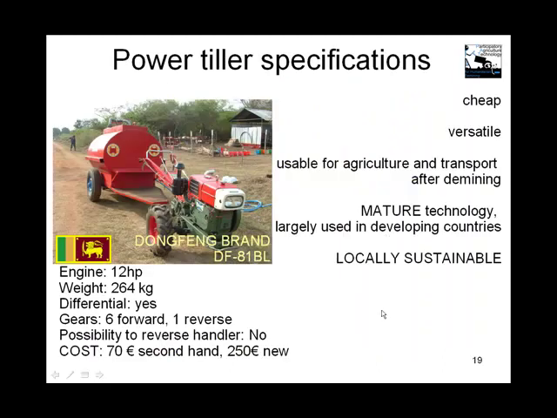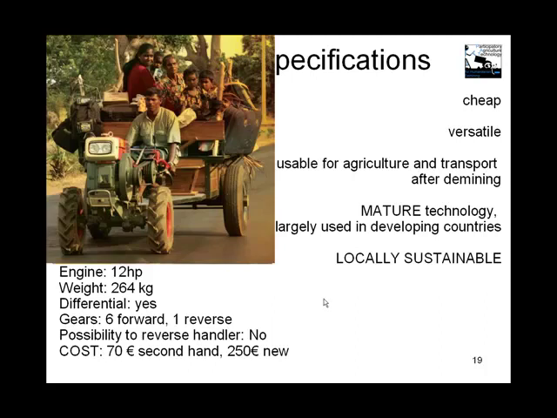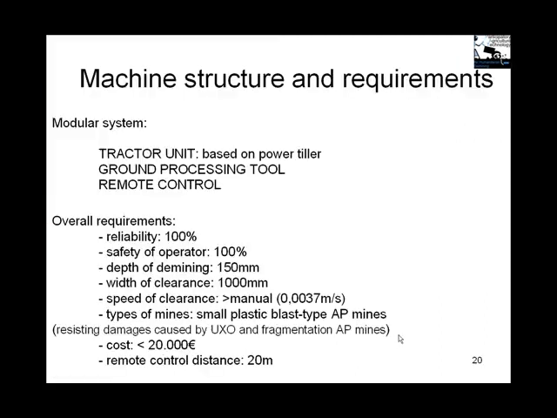And the machine is designed around a power tiller, which is a very cheap, versatile, agricultural machine available everywhere in the world, especially in Southeast Asia, where it is also used for transport. So the machine has a modular structure. It has a tractor unit based on the power tiller, a ground processing tool, and a remote control. These are the requirements we use to design the machine.